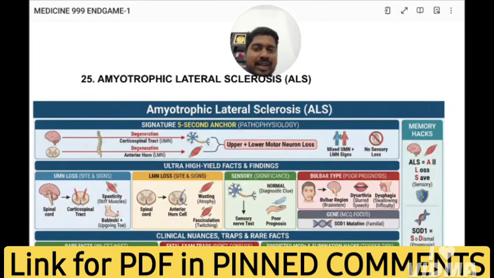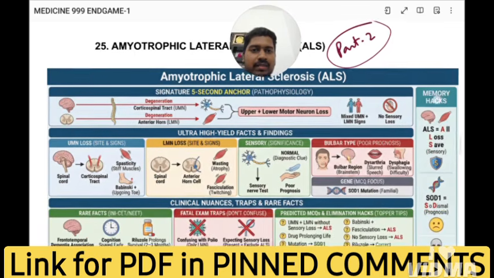Welcome to the second part of medicine, that is part 2, and here we'll be discussing neurology. So we are starting our topic with amyotrophic lateral sclerosis, which is a very important topic.